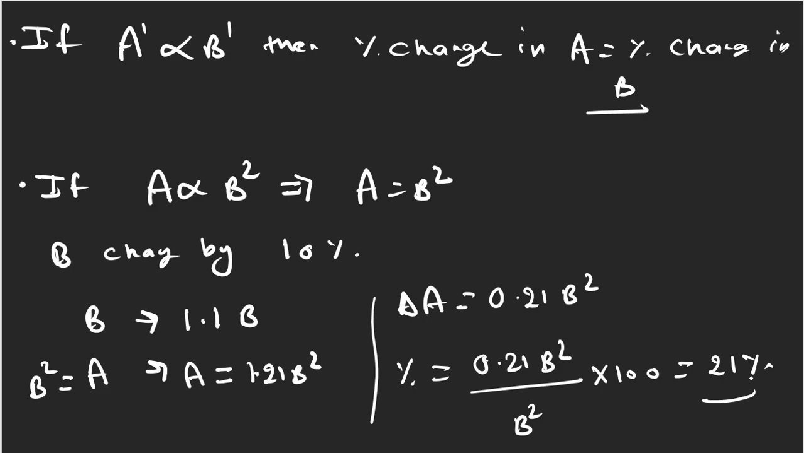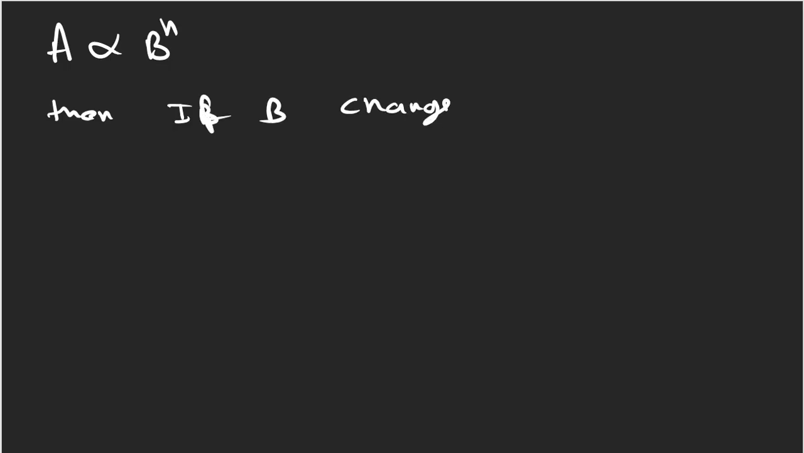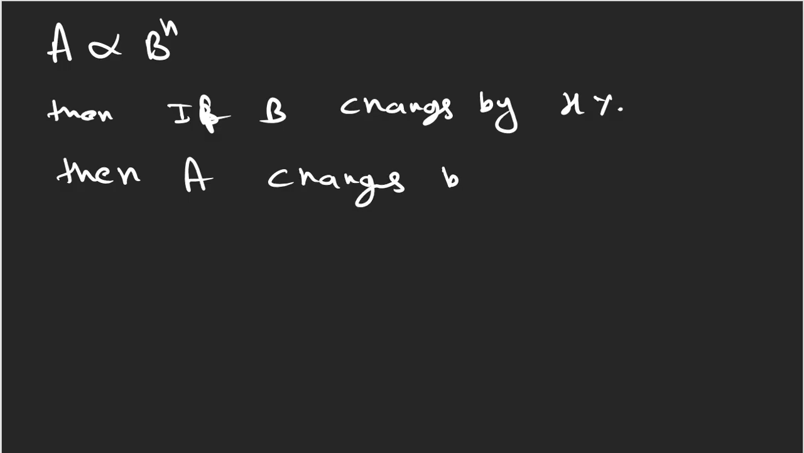But for short, we can remember that if A varies as b to the power n, and if b changes by x%, then A changes by n x%. But it is not exactly correct, it is approximately correct.